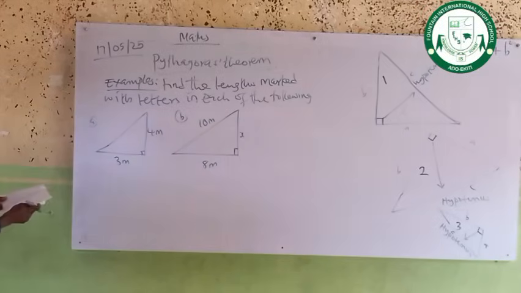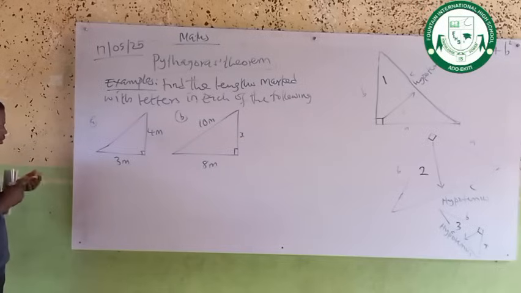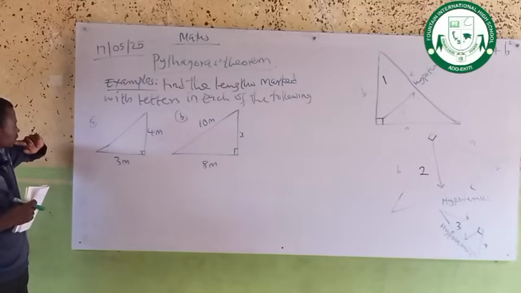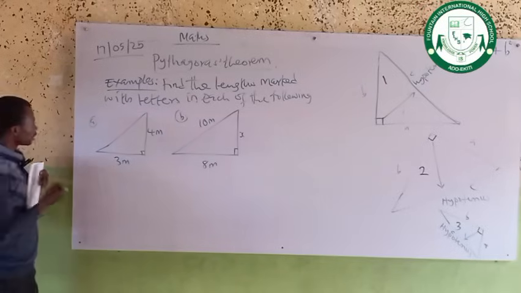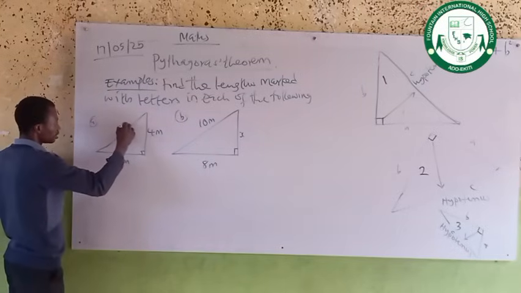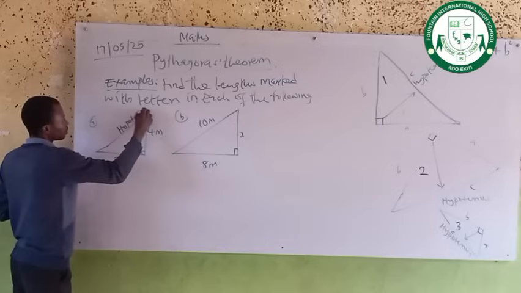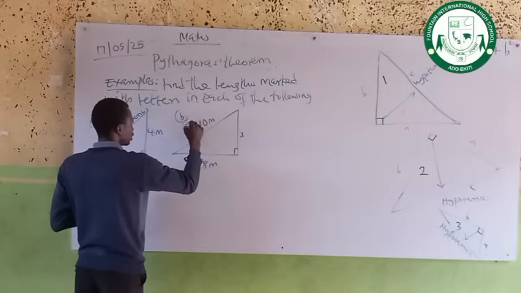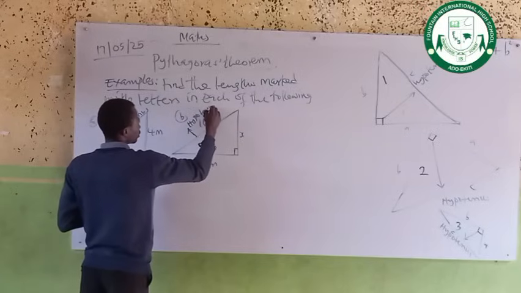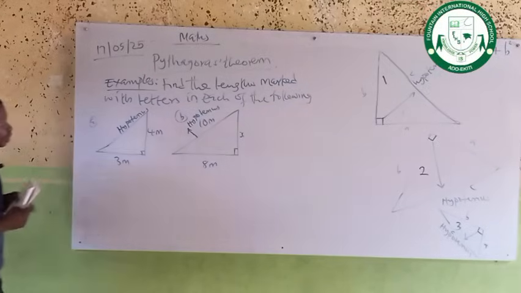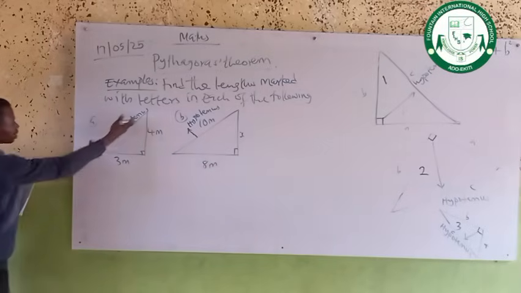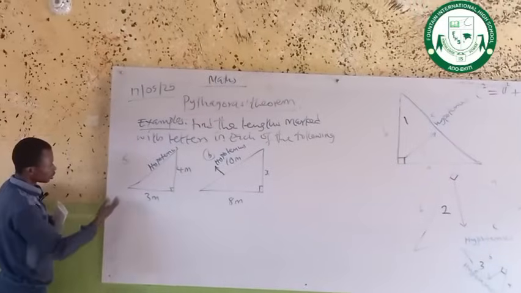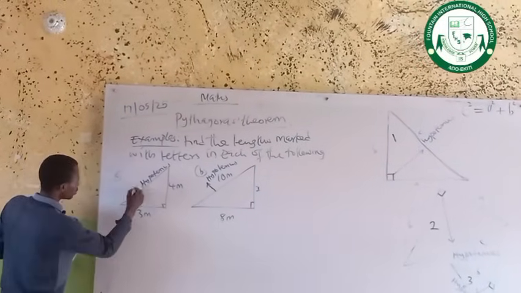All right, let's look at this example. This is A, this is B. Looking at it, you will see that this is the hypotenuse in A, and in B, the hypotenuse is here. So let's look at what we have here. From the theorem, this is the hypotenuse. We don't know what it is, so let's assume that the hypotenuse is C.